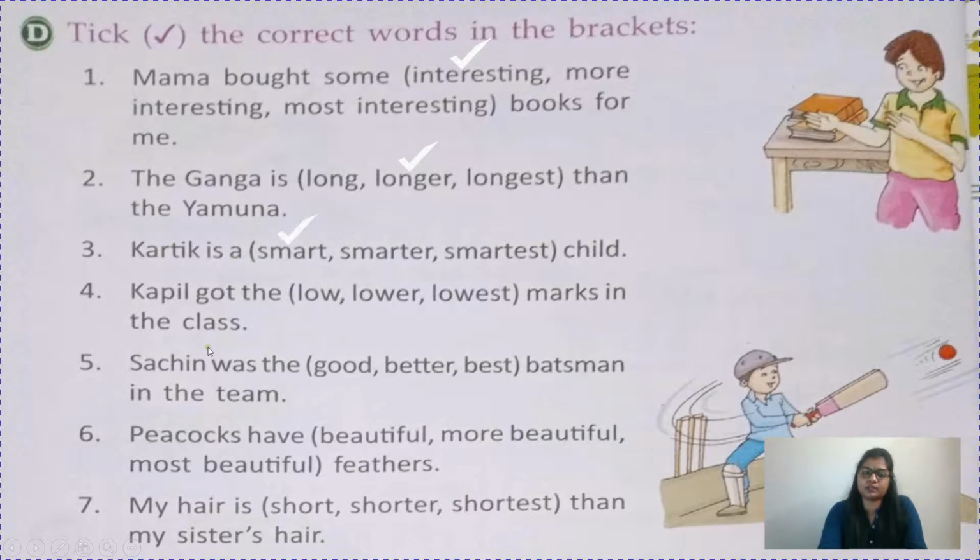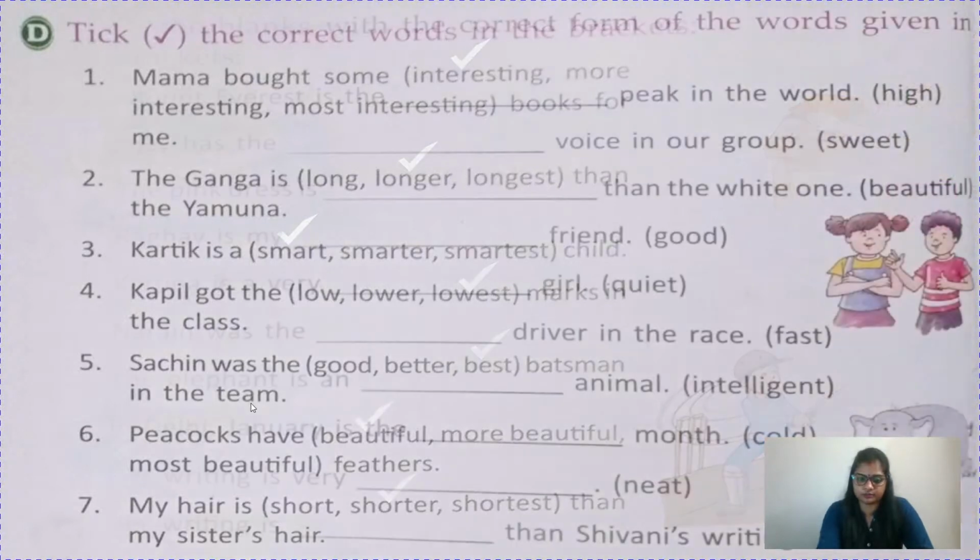Kapil got the dash marks in the class. It means we are talking about all the boys in the class. So Kapil got the lowest marks, superlative degree. Sachin was the dash batsman in the team. Okay, so in a team there are so many members. So we are talking about all the team members. So again you will write here superlative degree, that is best. Peacocks have dash feathers. We are talking about only peacocks, children. So beautiful feathers. My hair is dash than my sister's hair. Again we are comparing my hair and my sister's hair. So shorter.